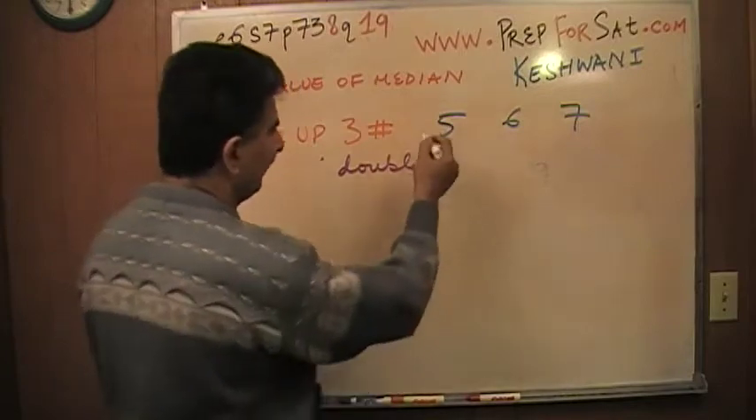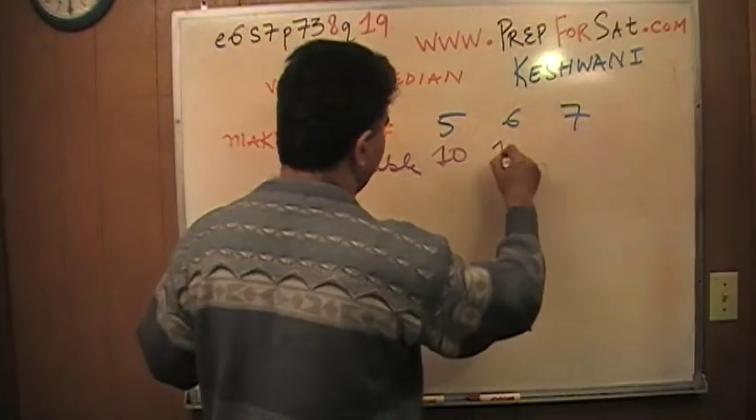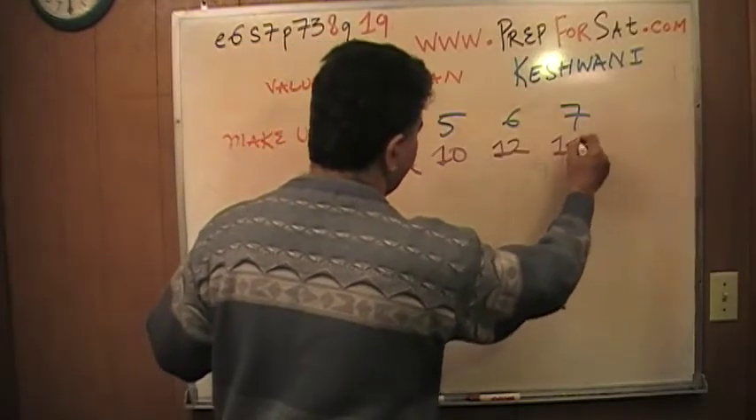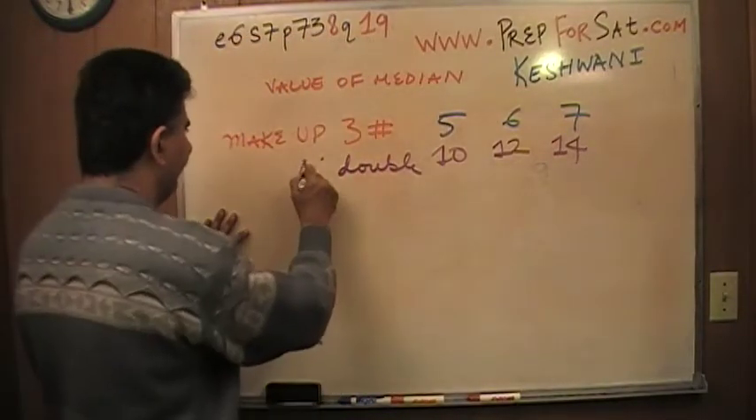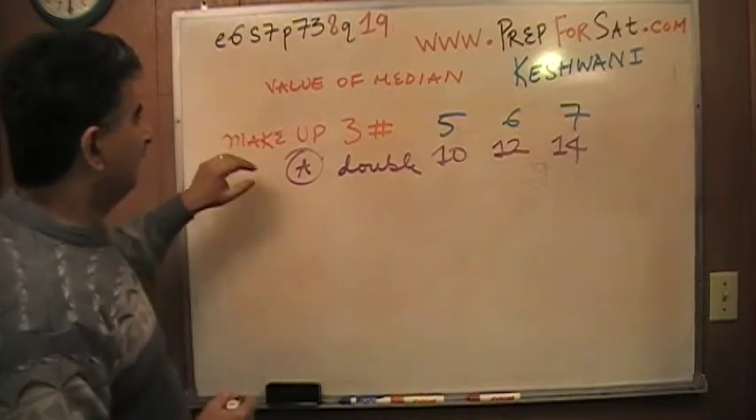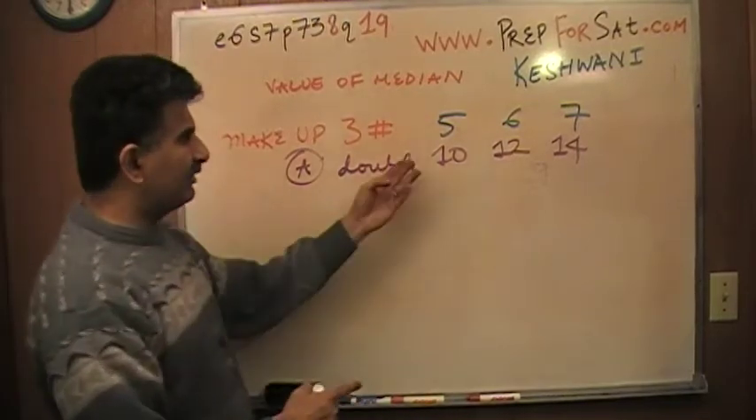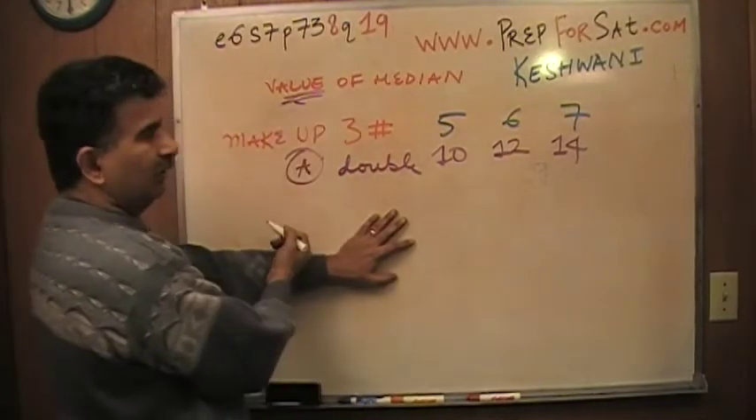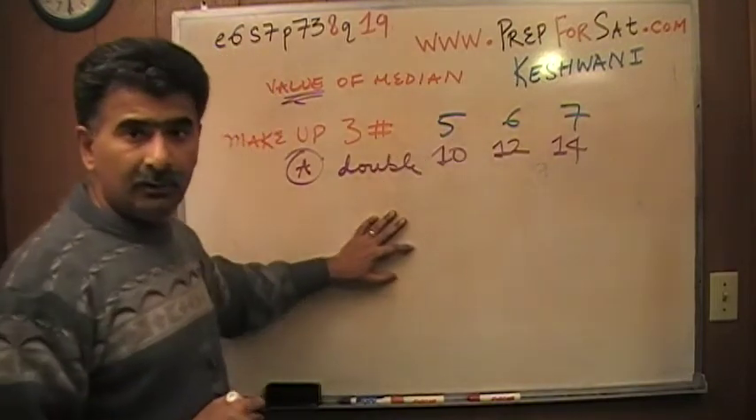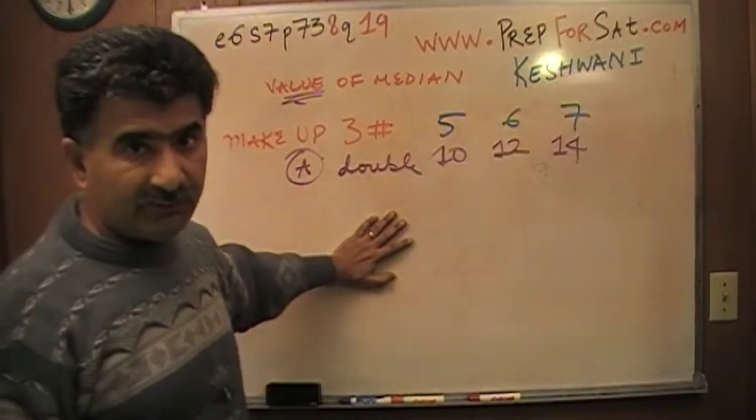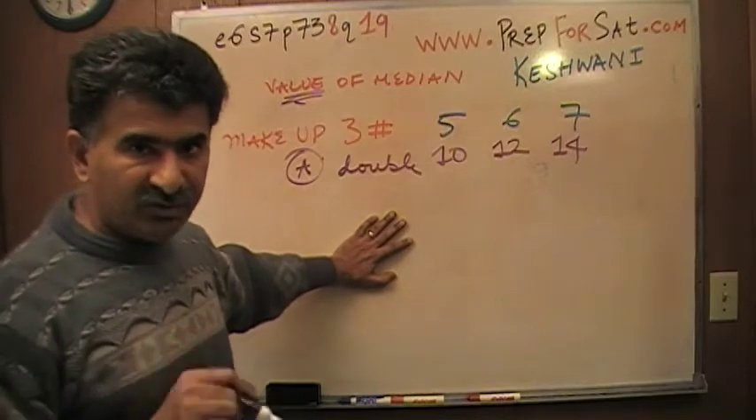So if I double it, 5 becomes 10, 6 becomes 12, 7 becomes 14. By doing this operation, this was A, it changed the value of the median. Of course it did. Median was 6 before, now it's 12. It's not the same median.